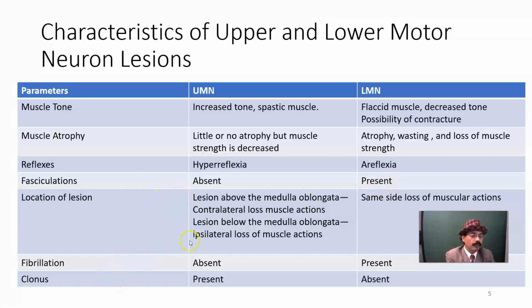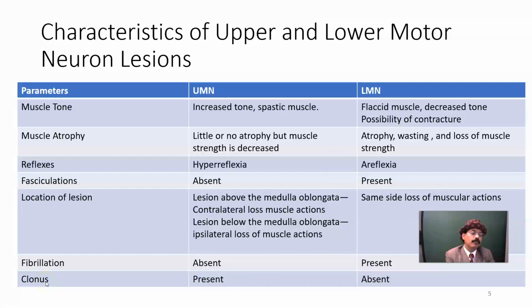Location of the lesion is very important. Lesion above the medulla oblongata: contralateral loss of muscle actions. Lesion below the medulla oblongata: ipsilateral loss of muscle action. In case of lower motor neuron lesion, same side loss of muscular actions. Fibrillation, individual muscle fiber contraction: upper motor neuron lesion absent, lower motor neuron lesion present. It should only be checked by electromyography.